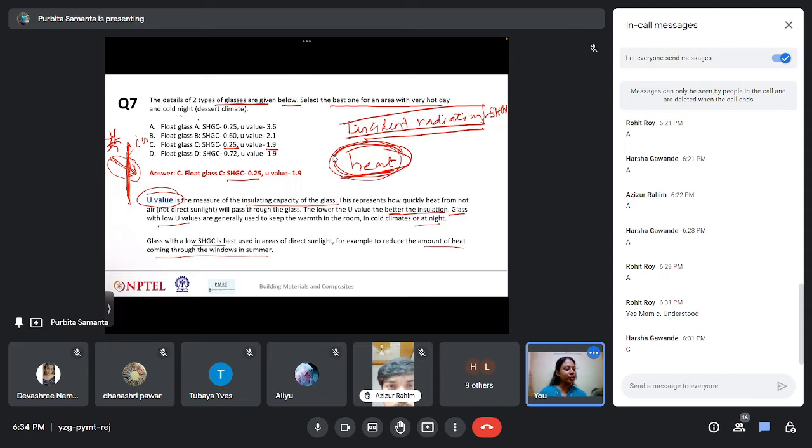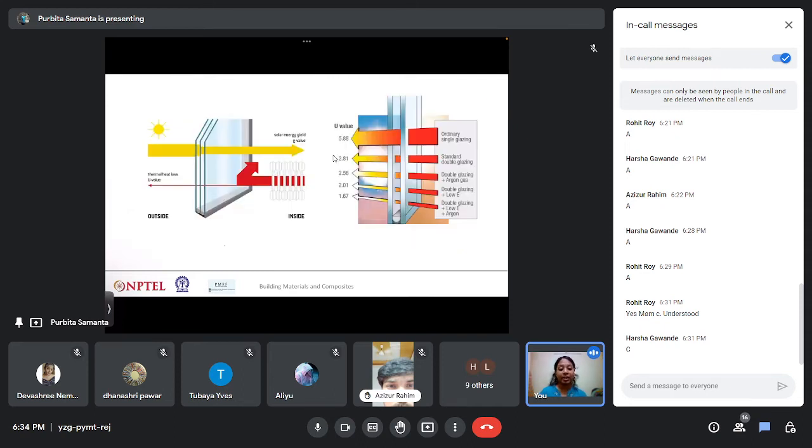If you look at this particular image, I hope it is showing now, it will make the concept clearer. So it's the sun, and you can see the G value, which is what we call the SHGC. It shows how much of the incident ray is getting transmitted.